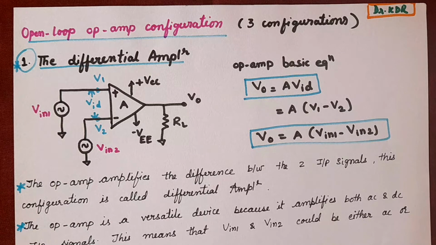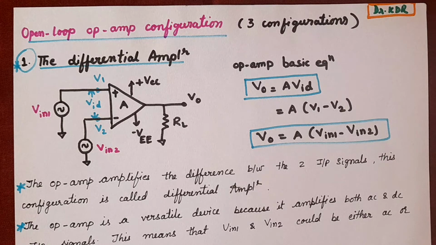Hello dear students, today the topic of the class is open loop op-amp configuration. There are three configurations in open loop. The other name of open loop is without feedback. The three configuration names are the differential amplifier configuration, inverting configuration and non-inverting configuration.